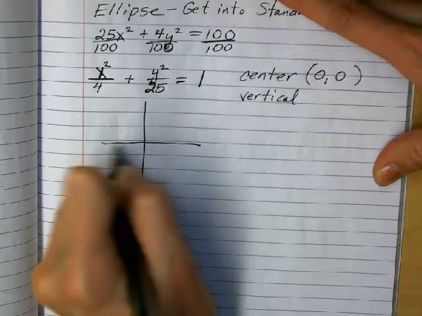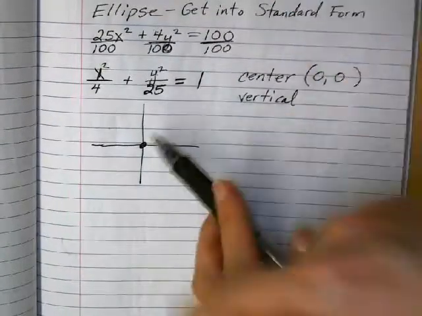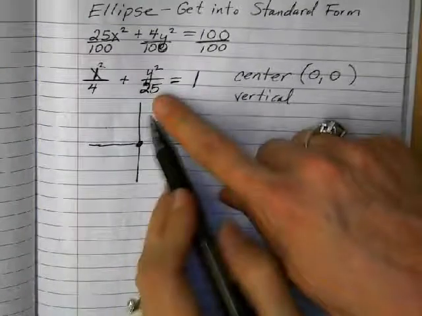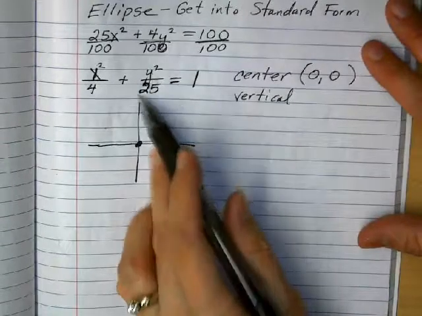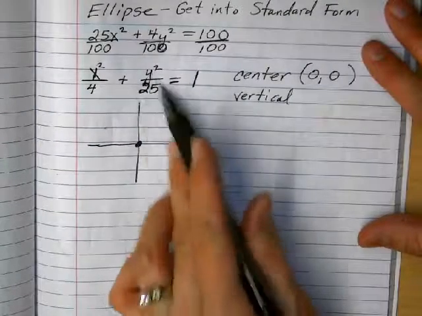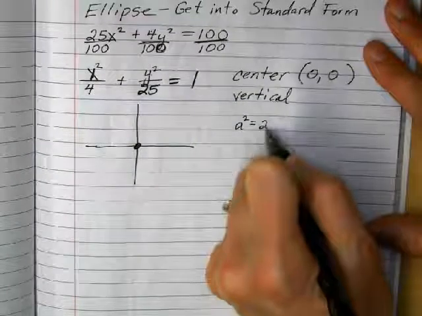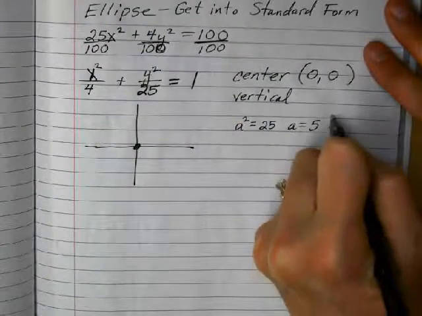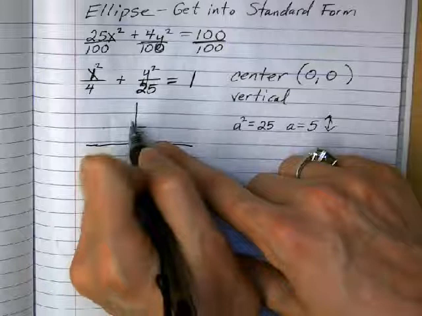And then how tall is this ellipse going to be then? Like how far up should I go and how far down should I go if it had a 25 right there? Like a squared is 25. Yeah, so a is 5. So I should go up and down 5 from the center. You just go up 5, down 5. 1, 2, 3, 4, 5.